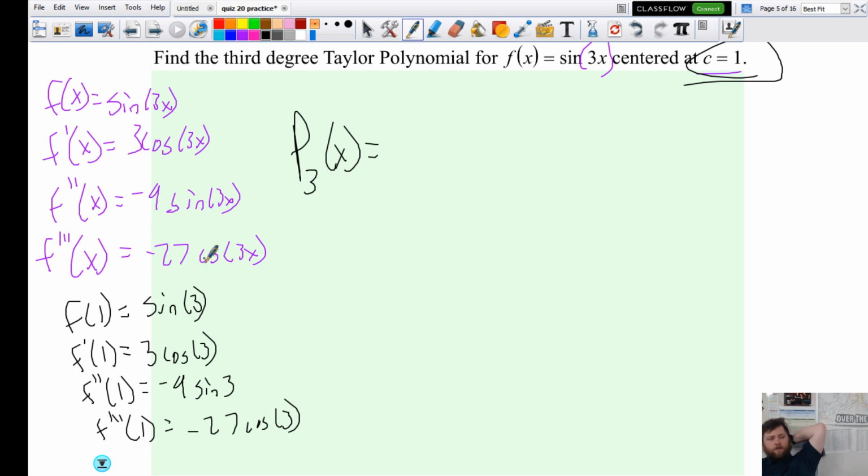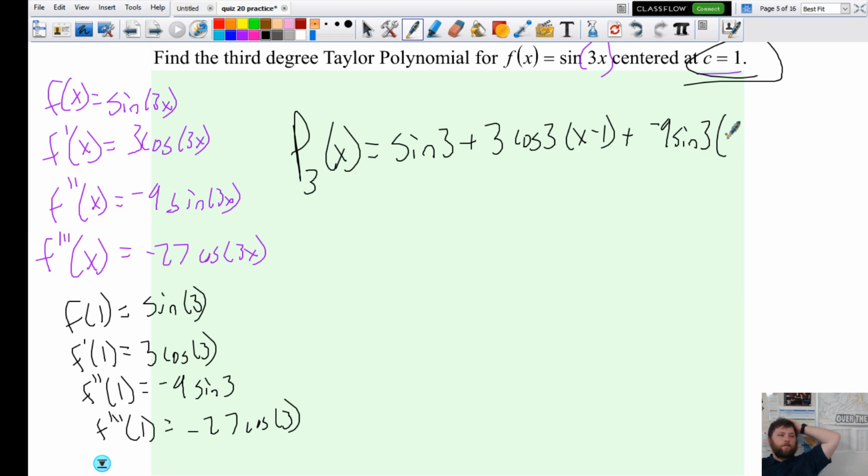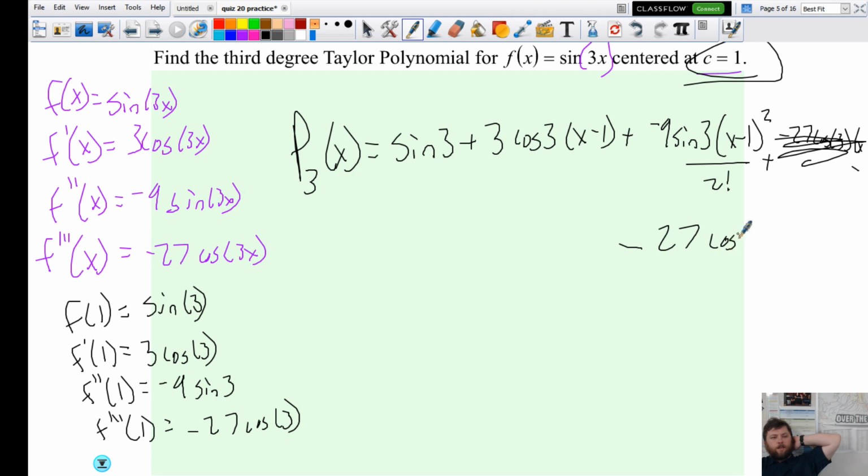So the formula says you do the first one, f of 1, so it'll be sine of 3. Yeah, just leave it as that. And the next one's going to be f prime of 1, so plus 3 times cosine of 3 times x minus 1 over 1 factorial, so that doesn't matter. Plus, this is going to be really gross, negative 9 sine of 3 times x minus 1 squared over 2 factorial, plus negative 27 cosine of 3 times x minus 1 to the cubed over 3 factorial.